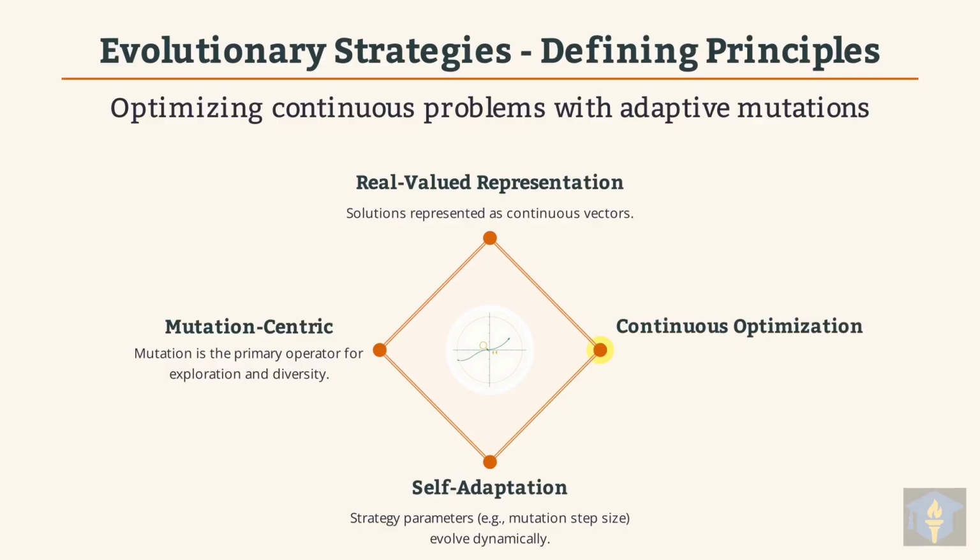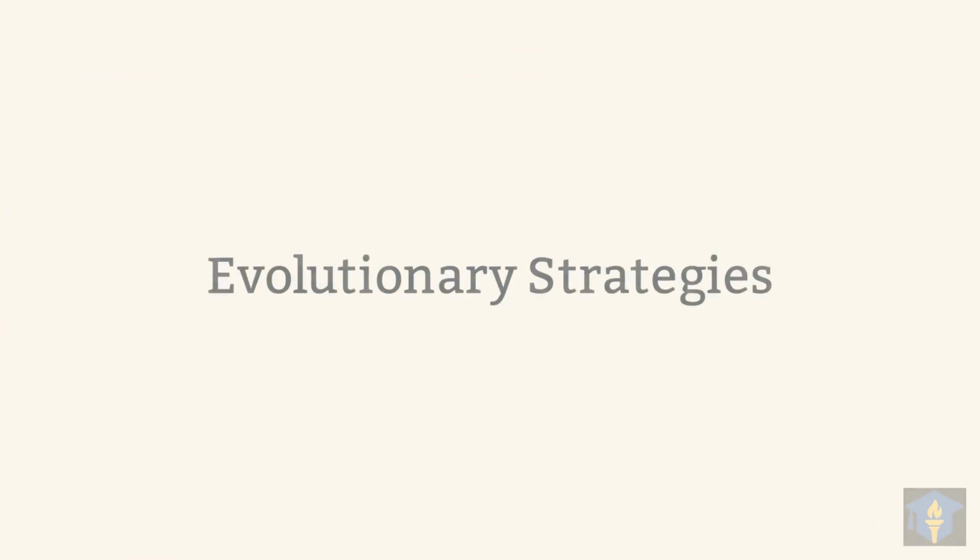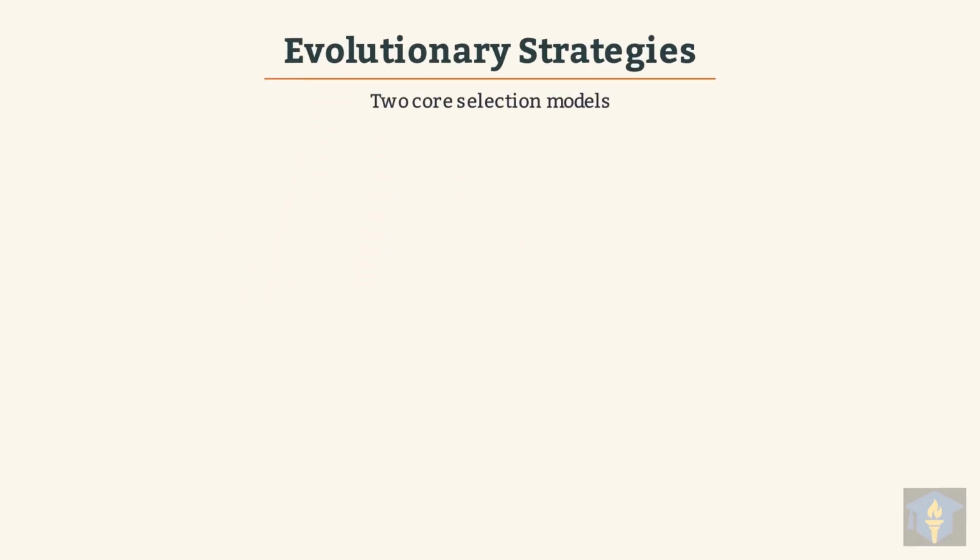Evolutionary strategies are highly suited for continuous optimization problems. They are particularly effective for problems where variables can take any real value within a range. Today, we're diving into evolutionary strategies, a fascinating area of computational intelligence. Specifically, we'll explore two core selection models that define how these strategies operate.